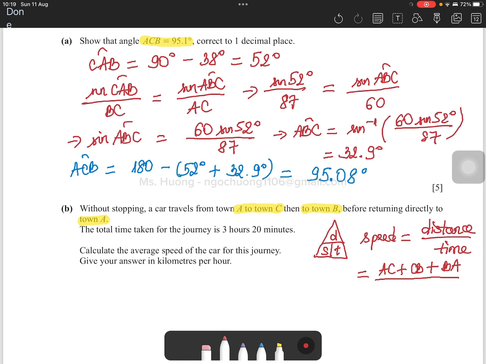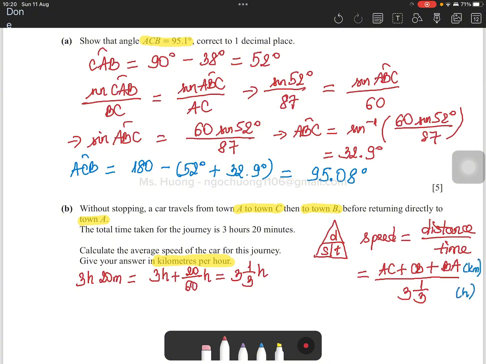And the total time is 3 hours and 20 minutes. You know that 3 hours 20 minutes is equal to 3 hours plus 20 over 60 hours. And 20 over 60 means 1/3, so it is 3 1/3 of an hour. So I would say the total time is 3 and 1/3 of an hour. And remember to write your answer in kilometers per hour. So the total distance must be in kilometers. This one is in kilometers. And the time is in hours.